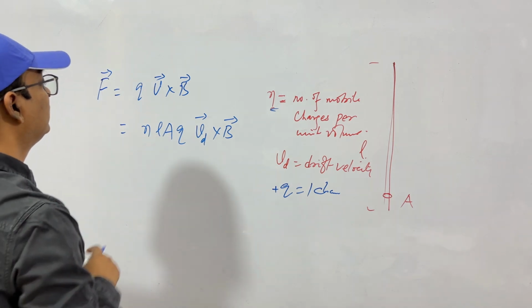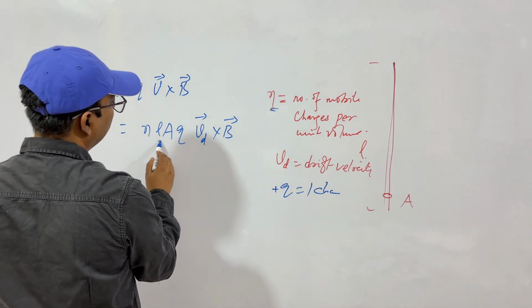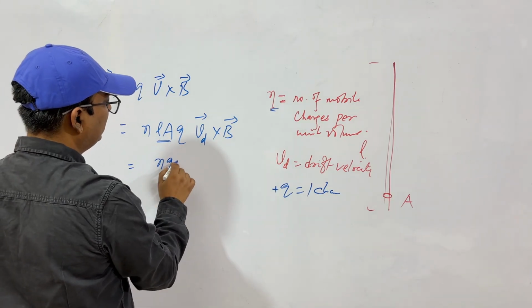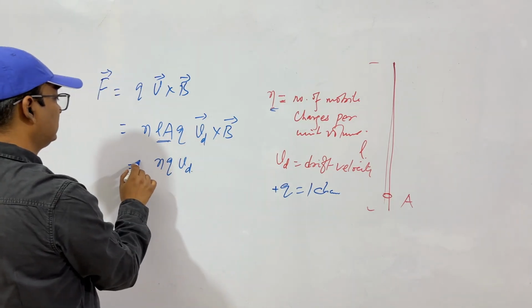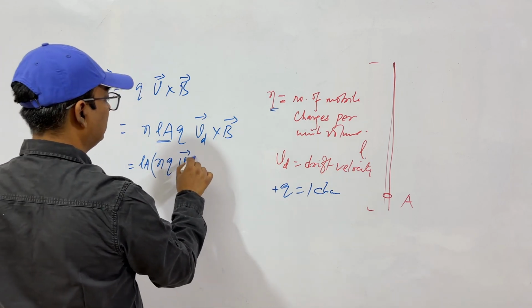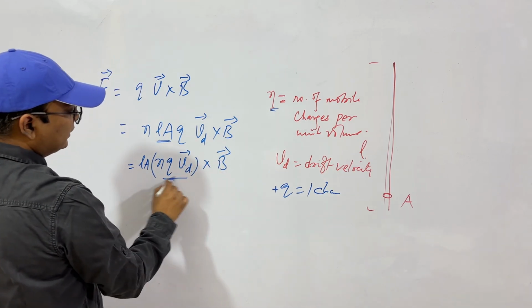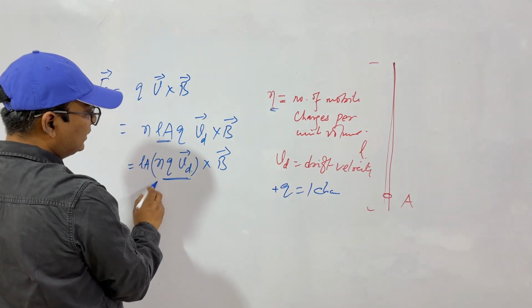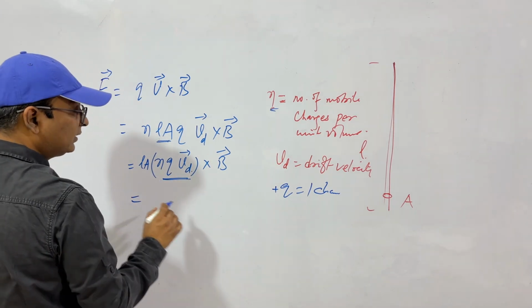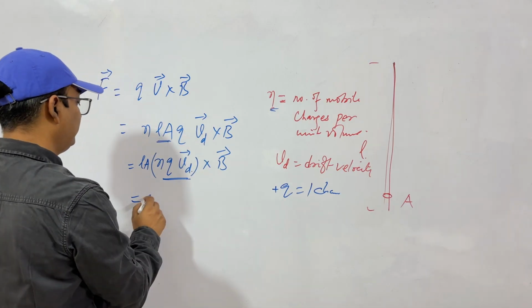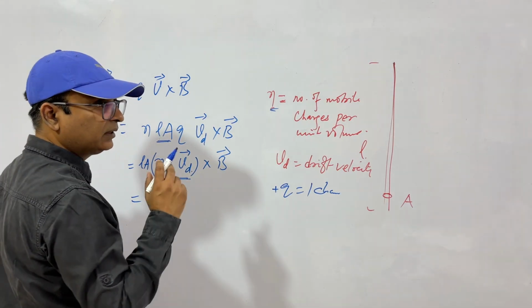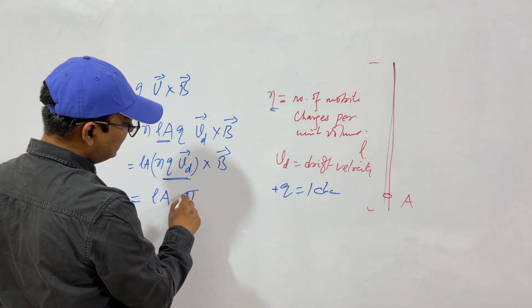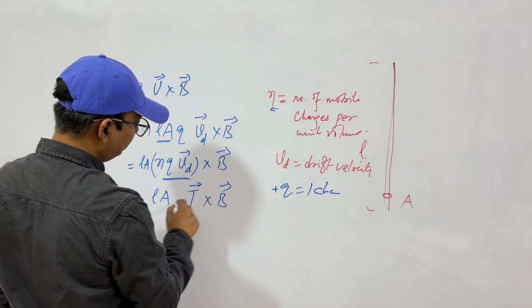Now look at this carefully. This is volume. If you just take out LA, you have NQVD. What is this? Volume charge density into charge into velocity. This is current density. We have explained it in our video on charge density. We denote it by J. So this is J cross B.